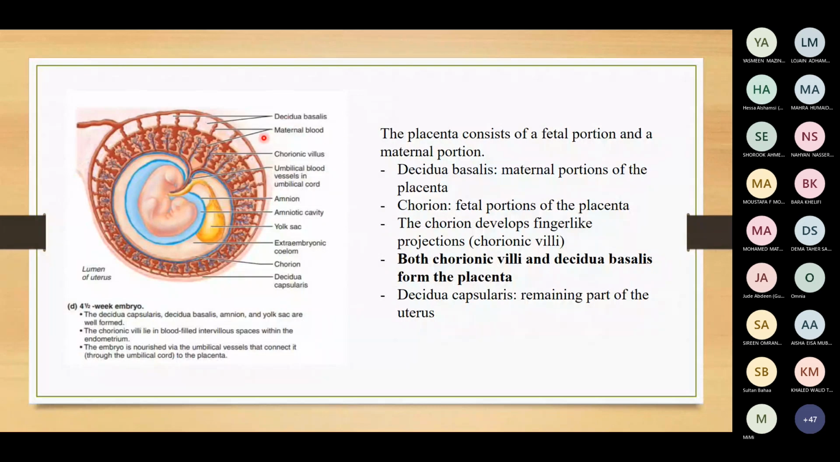They're going to be filled with the maternal blood. And that's basically it. This is developing into the placenta, okay? And you're going to notice now we have something called the decidua capsularis.